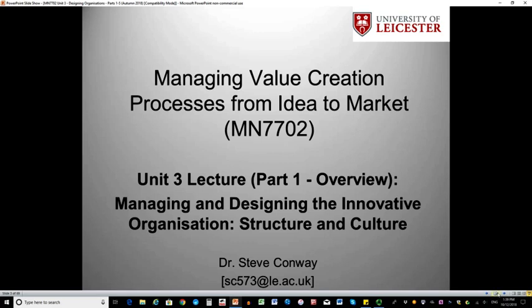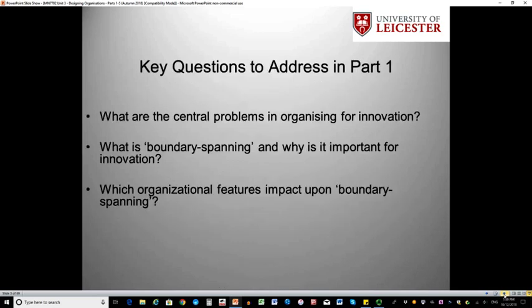And this is providing, as I said, an overview for the sort of cultural and structural dimensions of the management process. And so I think the key questions that we want to address in this part are: what are the central problems in organising for innovation? How is that being conceptualised by individuals in the academic literature? And then I want to talk about a really important concept which I've probably mentioned previously in other bits and pieces of video and podcasts that I've provided for the module so far. And that's the concept of boundary spanning.